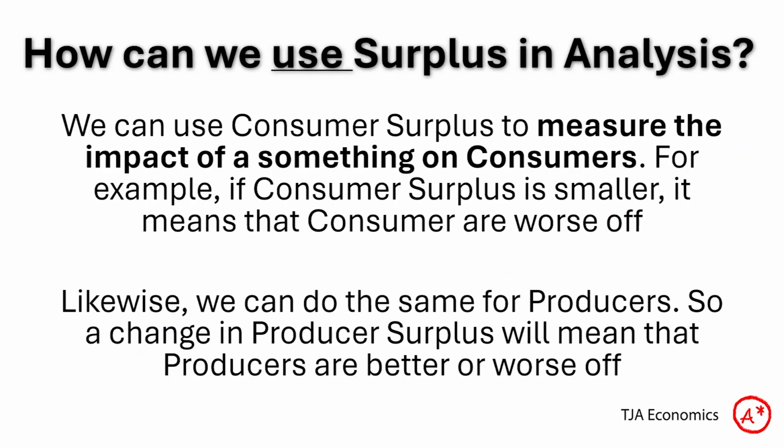So we can use consumer surplus then to measure the impact of a policy or something on consumers. For example, if consumer surplus gets smaller, we can say that consumers are worse off because they have smaller surplus and therefore smaller welfare. Likewise, we can do the same for producers too. So a change in producer surplus means that producers are better or worse off.